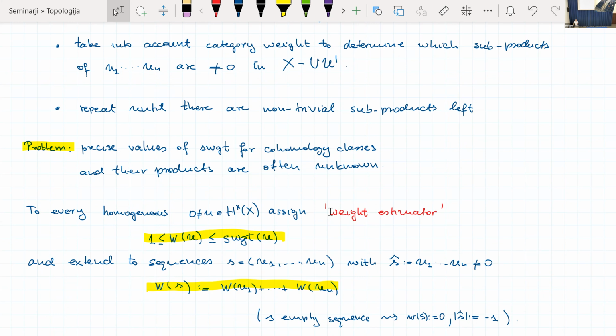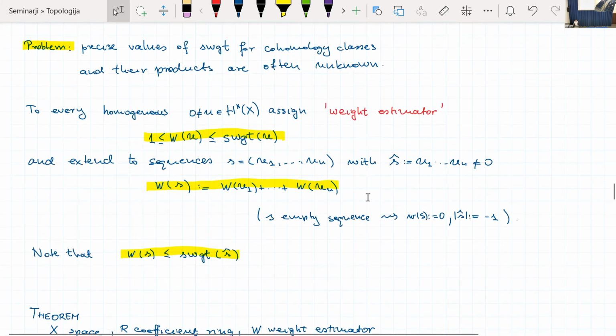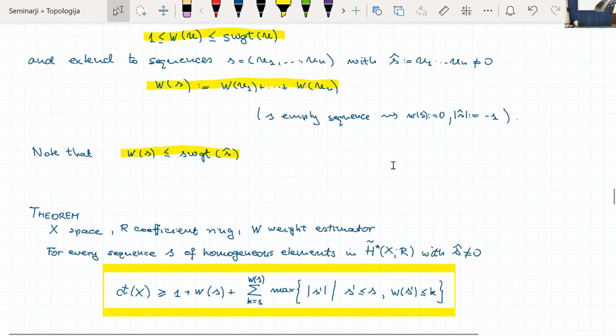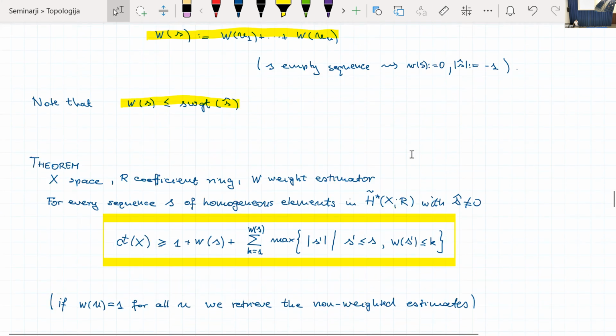You can always put 1, but then you didn't gain anything. For elements that you know, you put 2 or 3, depending on the category weight that you find, and live with it. Maybe it's bigger, but who knows? Anyway, if you do these things, then instead of going through details, I'm just going to show you the formula. The formula is a bit more complicated.